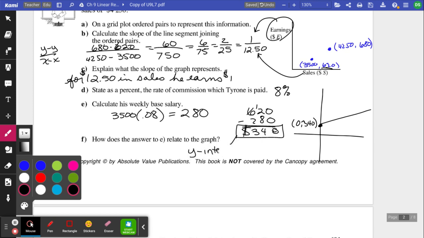Write that down. That'll be important. That's the starting spot. When he has made no sales, he still makes $340, and then as he sells things, he gets more money.